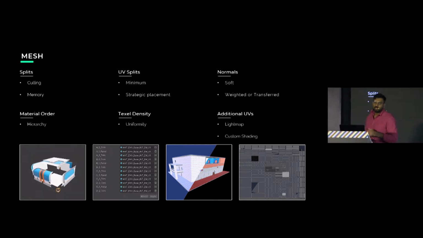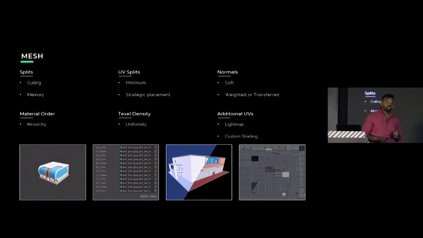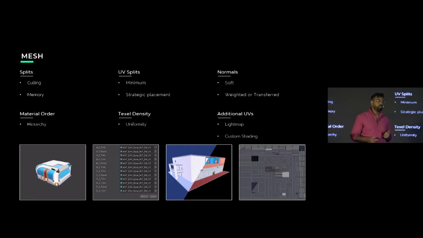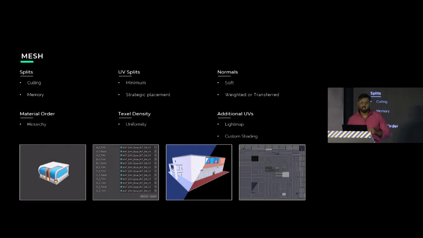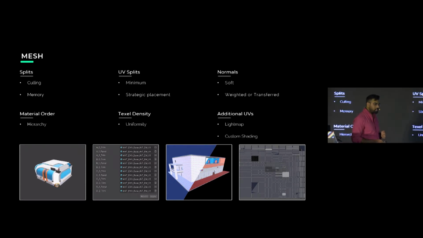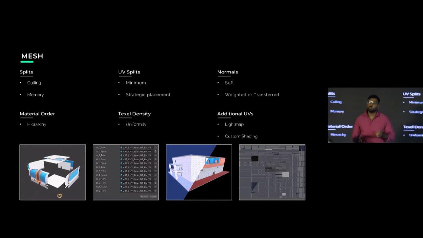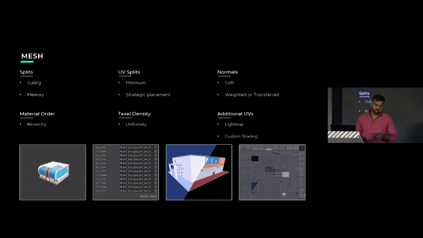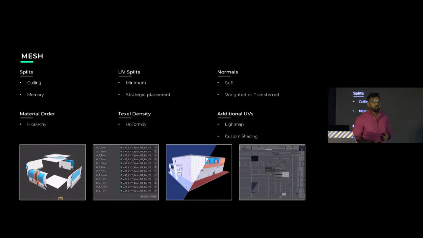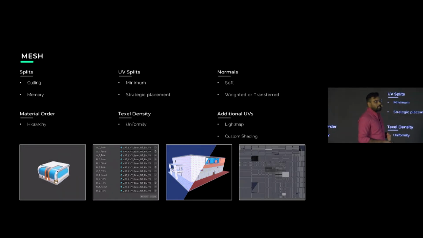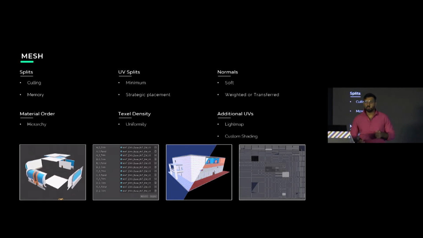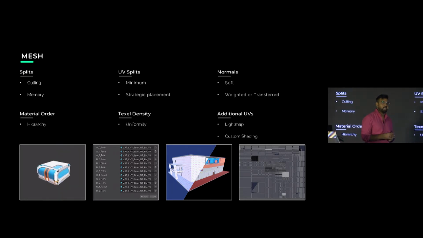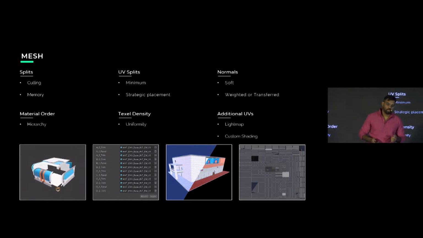Next is reducing the splits. Having a minimal amount of splits in UV will essentially also reduce your vertex count. Also, having soft normals, as it is supported by the engine by default, will also reduce your vertex count. Next is having a material order. This is essential if you are doing a modular workflow. In this case, if you want to replace materials in masses, you can just replace the materials in the slot and you will have a completely different look for your asset.